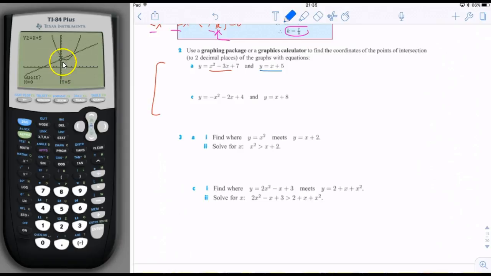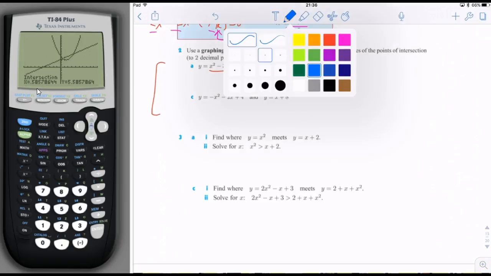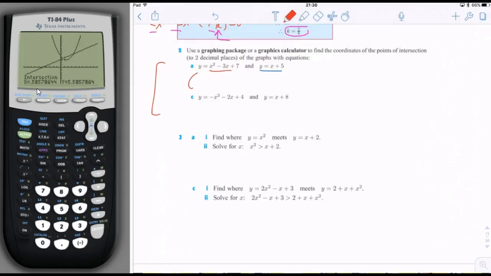Now here it's really important to put the guess closer to the intersection you want. First we're going to look for this intersection here. Our guess is pretty close to that, so we're going to hit enter. And the intersection turns out to be, and they want to know it with 2 decimal places, so the first intersection is 0.59, and the y one is 5.59.